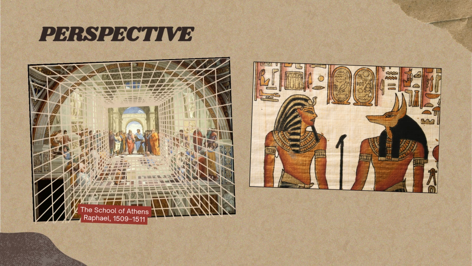Something big is also happening. During the Renaissance, artists start experimenting with perspective, giving their images a sense of depth and realism. Compared to ancient Egyptian art, the difference is striking. Those earlier images look flat and two-dimensional.